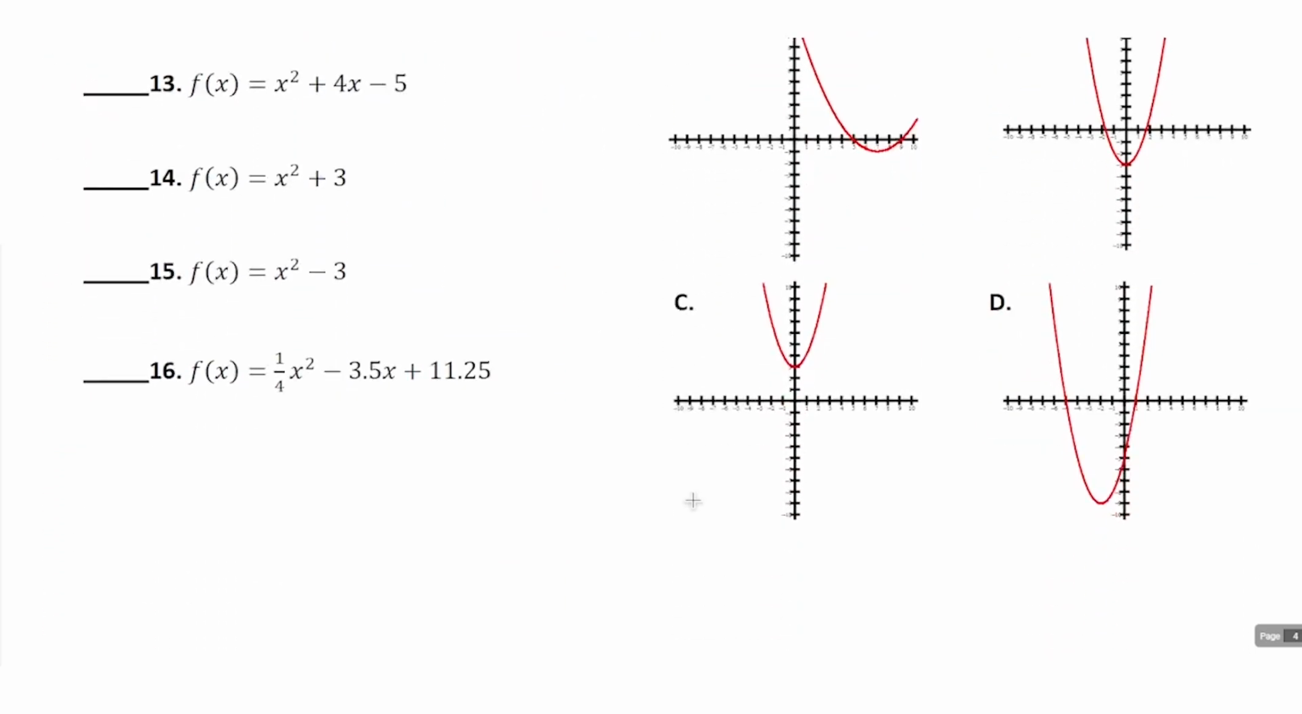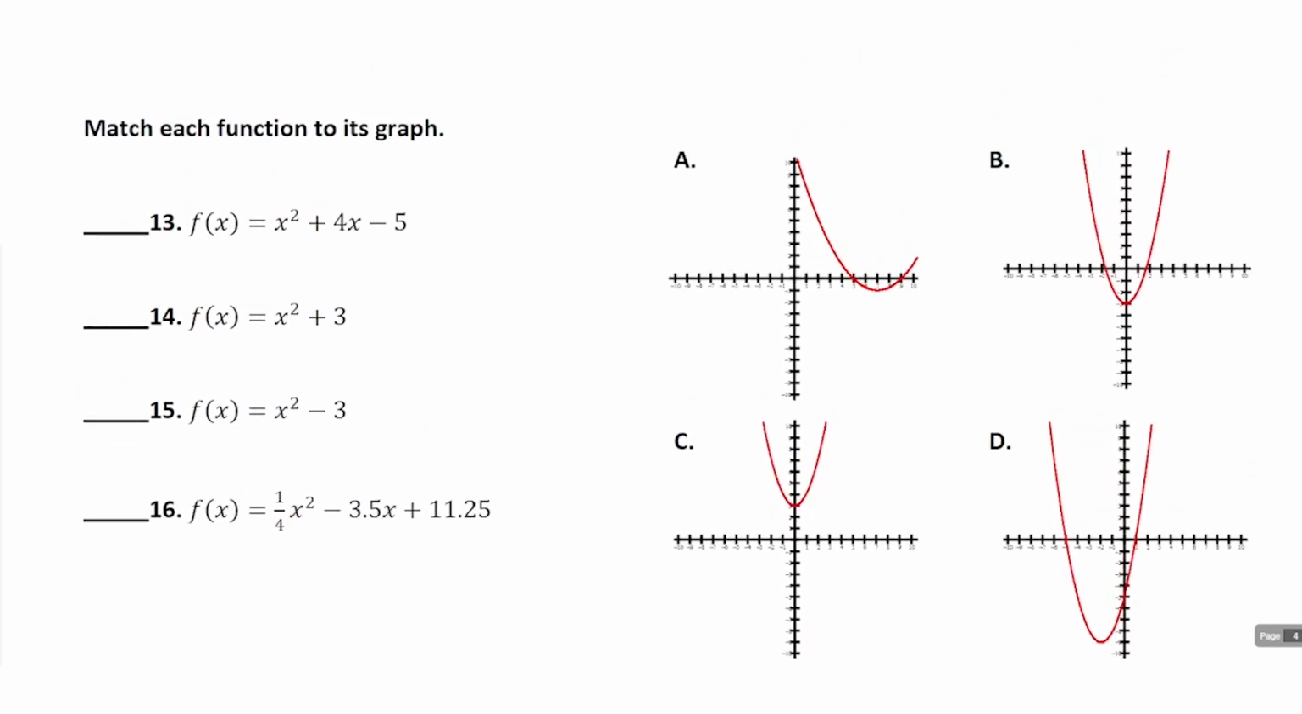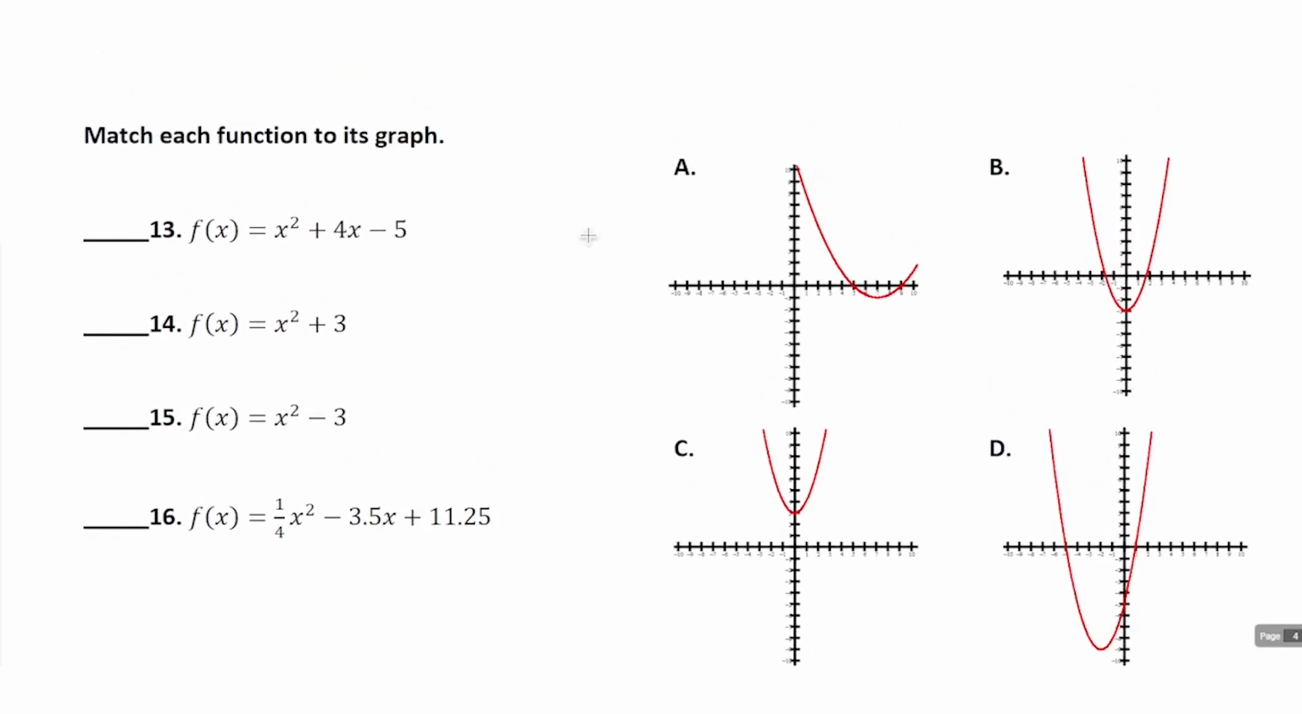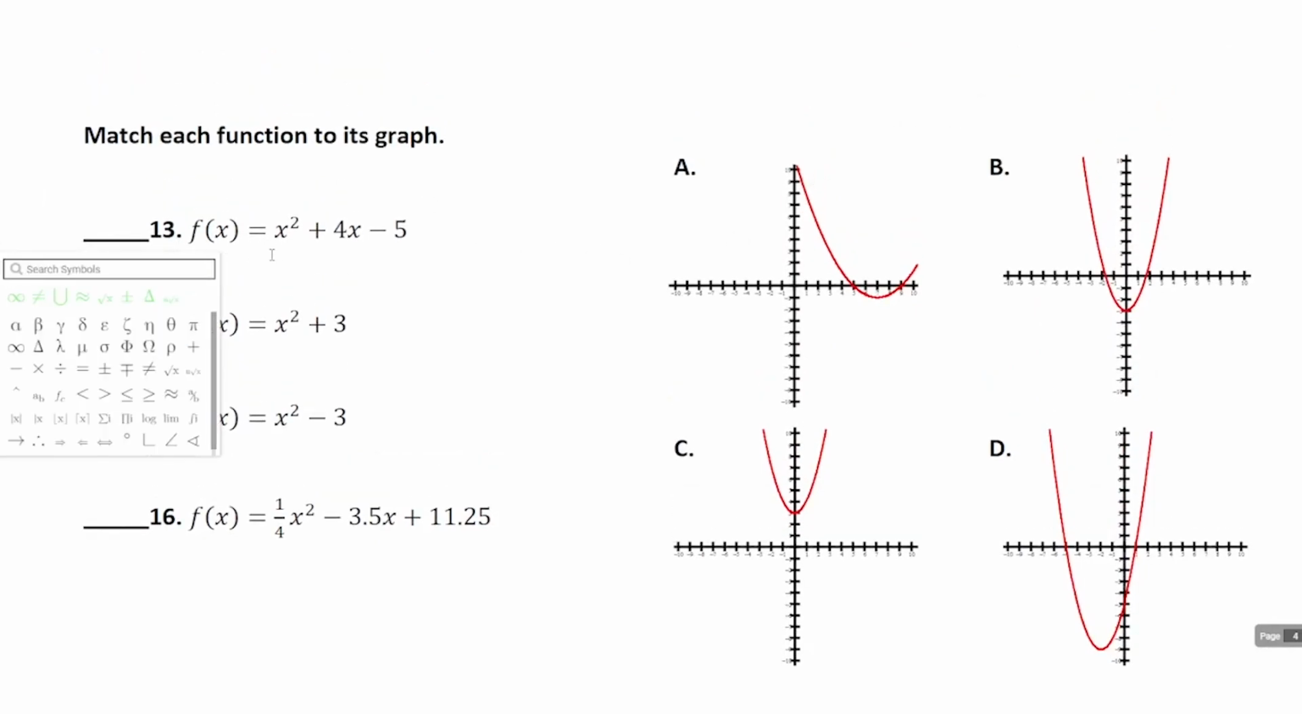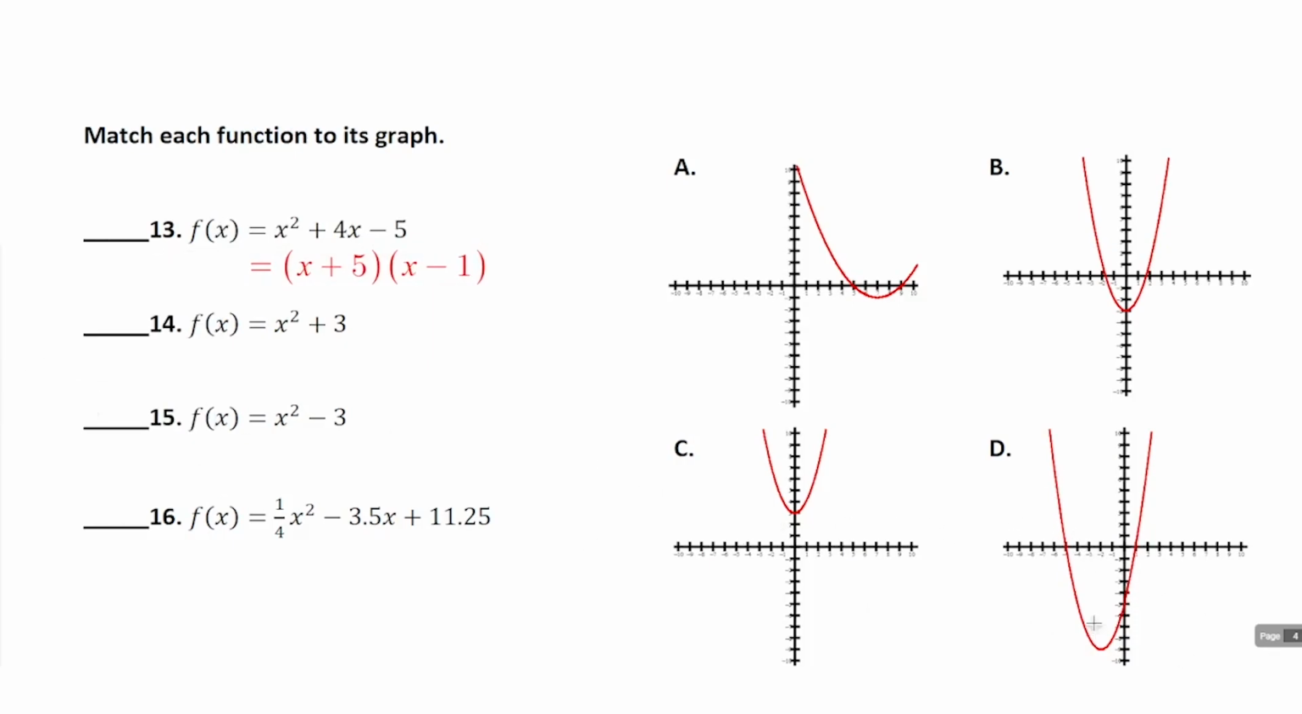Okay, 13 through 16, we're matching the function to its graph. So I think what we'll do here is just kind of see if we can figure out what these are without having to break down every little piece. But let's start with 13, and we can factor this. This is going to be two numbers that multiply to give me negative 5 but add up to 4, which would be 5 and negative 1, so x plus 5 and x minus 1. So that means our x-intercepts will be at negative 5 and positive 1, and we see that that's going to be here at D. We could see negative 5 right here, positive 1 right here, and so, yeah, this has got to be D.